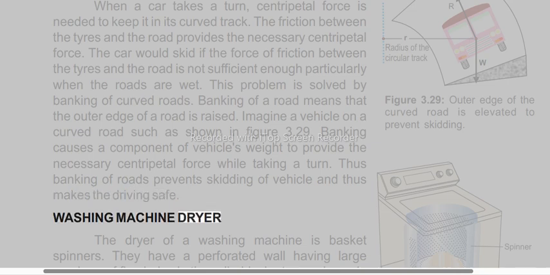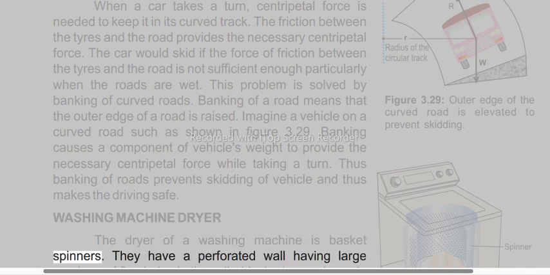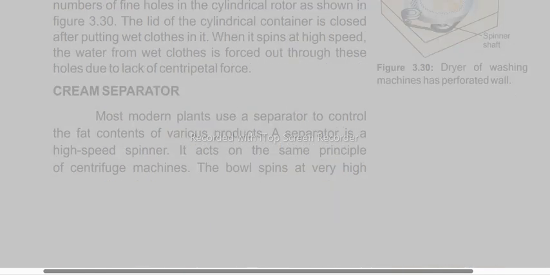Washing machine dryer. The dryer of a washing machine is a basket spinner. They have a perforated wall having a large number of fine holes in the cylindrical rotor, as shown in figure 3.30. The lid of the cylindrical container is closed after putting wet clothes in it. When it spins at high speed, the water from wet clothes is forced out through these holes due to lack of centripetal force.